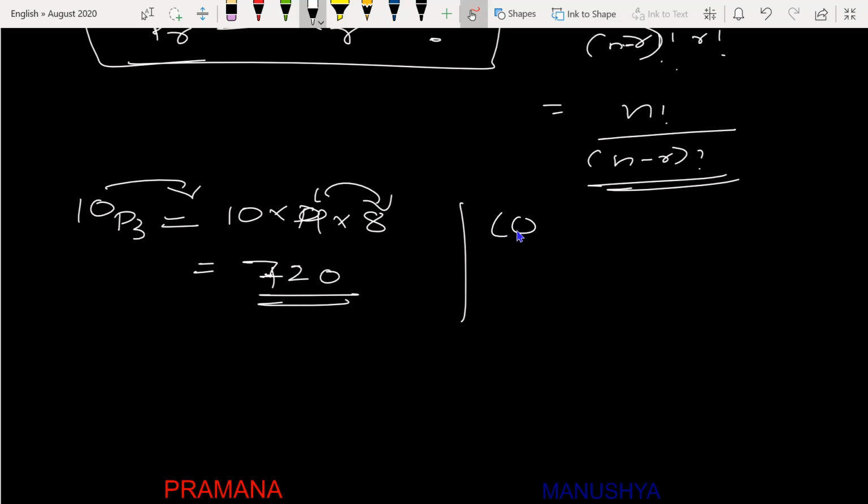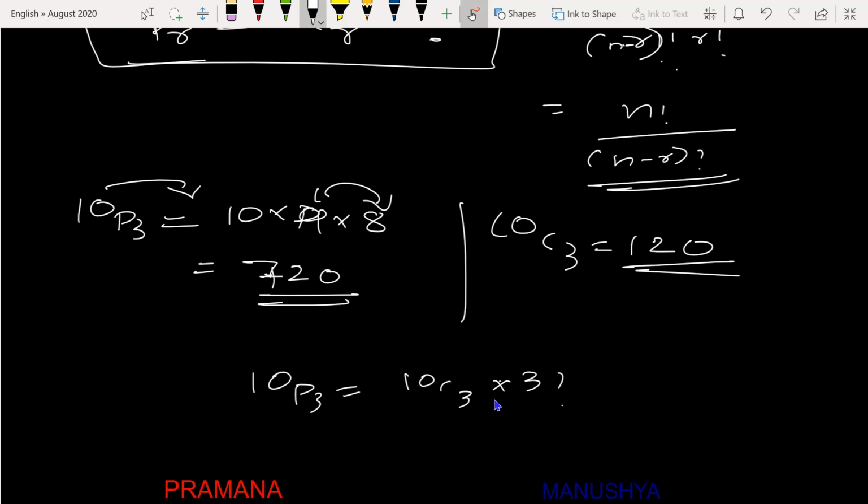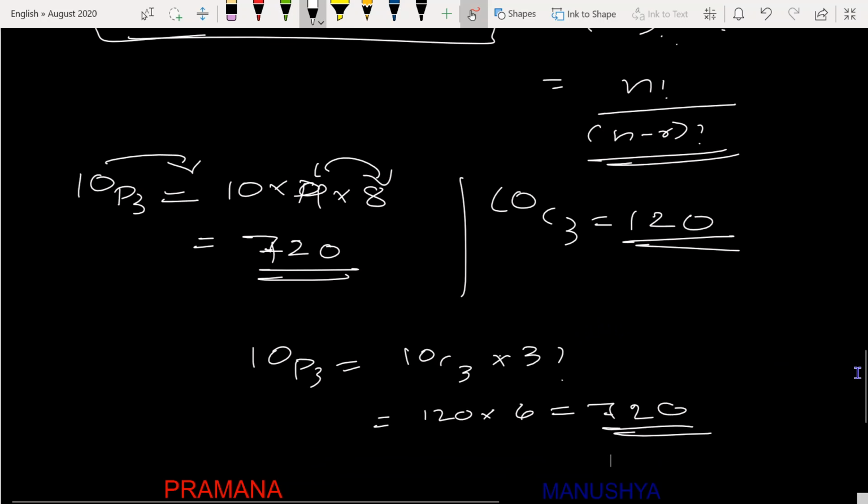You could have observed 10C3 was 120, right? So 10P3 was 720. So I had told you 10P3 can be written as 10C3 into 3 factorial, right? So what does this mean? So 10C3 was how much? 120. 3 factorial is 6. So 3 into 2, that is 6. So this is equal to 720. Okay, my dear friends, this is like selection, then arrangement. So this is done. Okay.